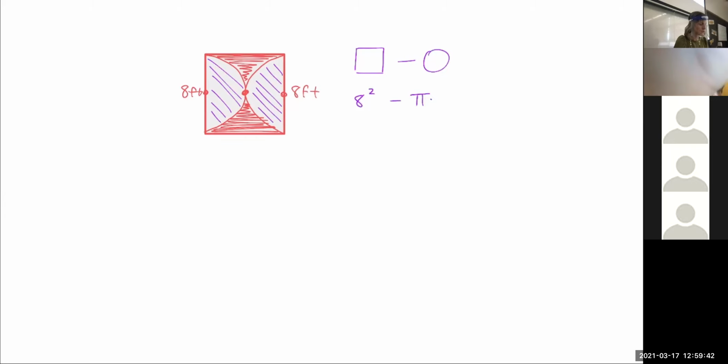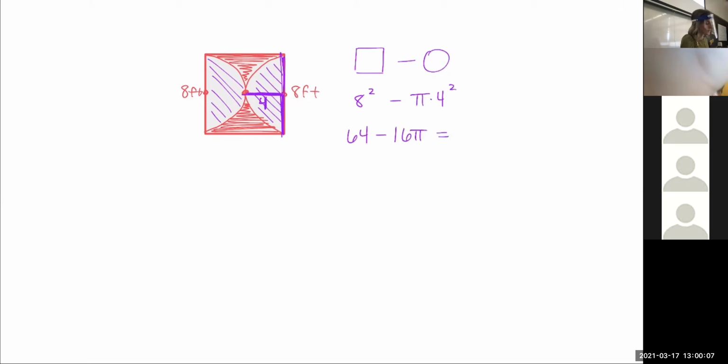What is the radius of your circle? It would be this, or it would be this. It's 4, right? So they gave you a diameter by giving you the side of the square. So your radius would be 4, or half of that. So pi times 4 squared. So you get 64 minus 16 pi.